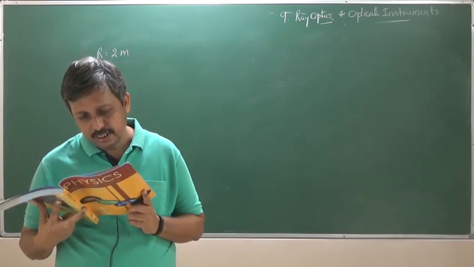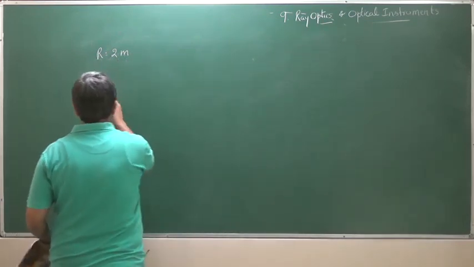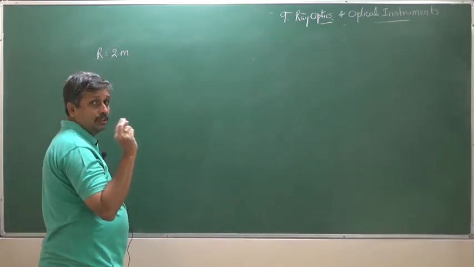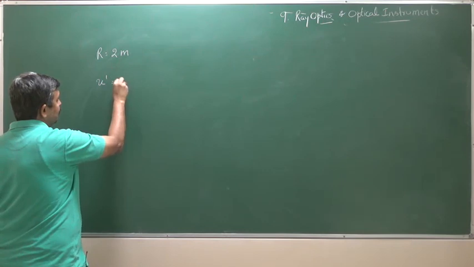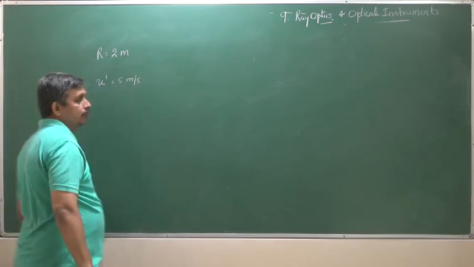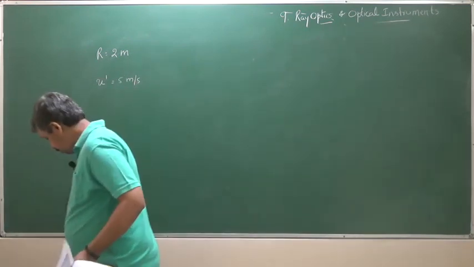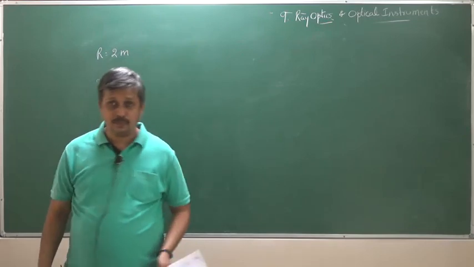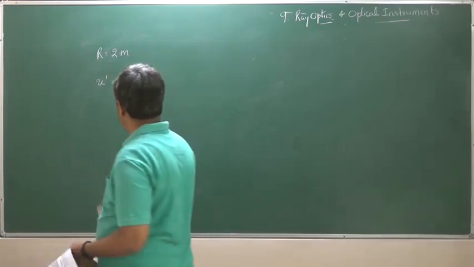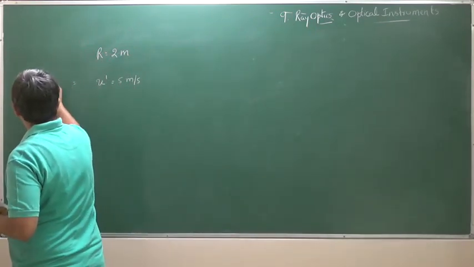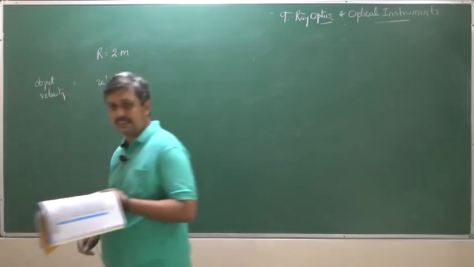If the jogger is running at a speed of 5 meter per second, so the jogger is running at a speed of 5 meter per second. So I will say it is U dash. U actually is object distance. U dash is object speed or velocity. So like that I am going to name. U dash is object speed, velocity, coming towards us.